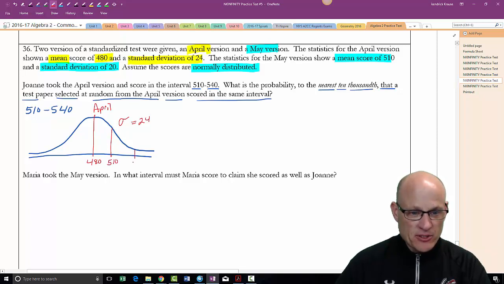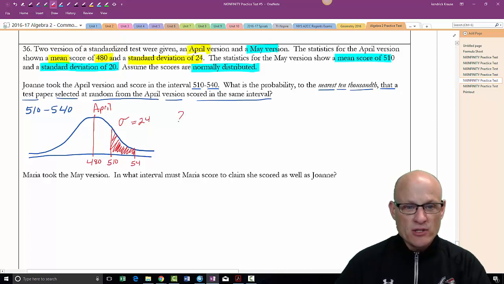And 540 maybe up here somewhere. Not really sure exactly where they are, but I want to know the probability that if I select a score at random, that it falls in that window. Well, you really should explain some z-scores.